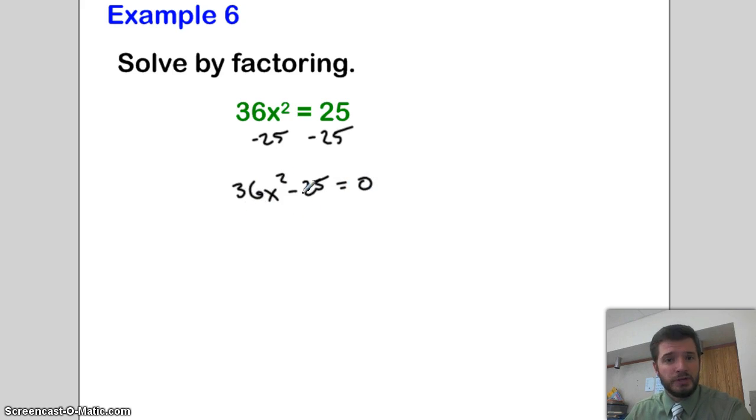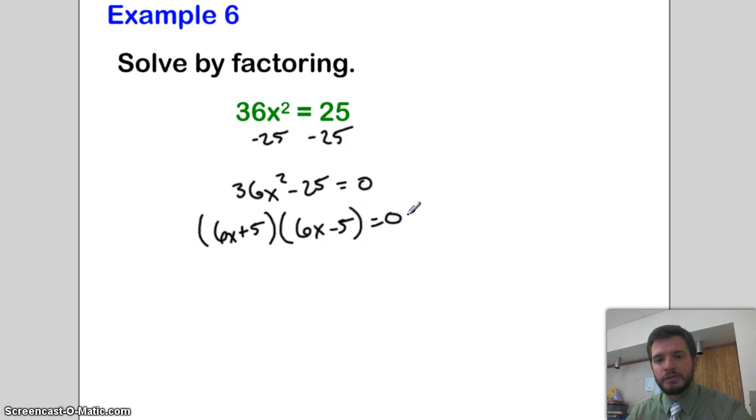Now, this looks different, but again, you see it's subtraction in the middle, and everything in here is a perfect square. The square root of 36 is 6, the square root of x squared is just x, and the square root of 25 is 5. So now I can just rewrite this as 2 parentheses. So it'll be 6x plus 5 times 6x minus 5 equals 0.